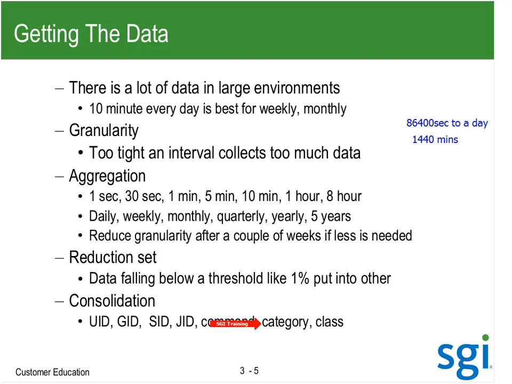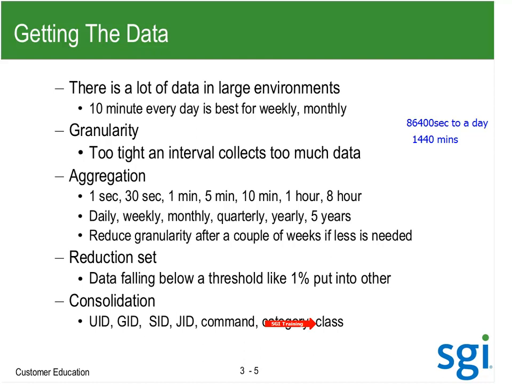So I might have 10 different gas stations I go to, but they all go into one category called gas. So category is basically by functionality. And then classes is by resource consumption. So I might look at my data and find I've got big CPU, small memory classes, or big memory, big CPU classes, or big memory, big I/O classes. Classes is by resource consumption.